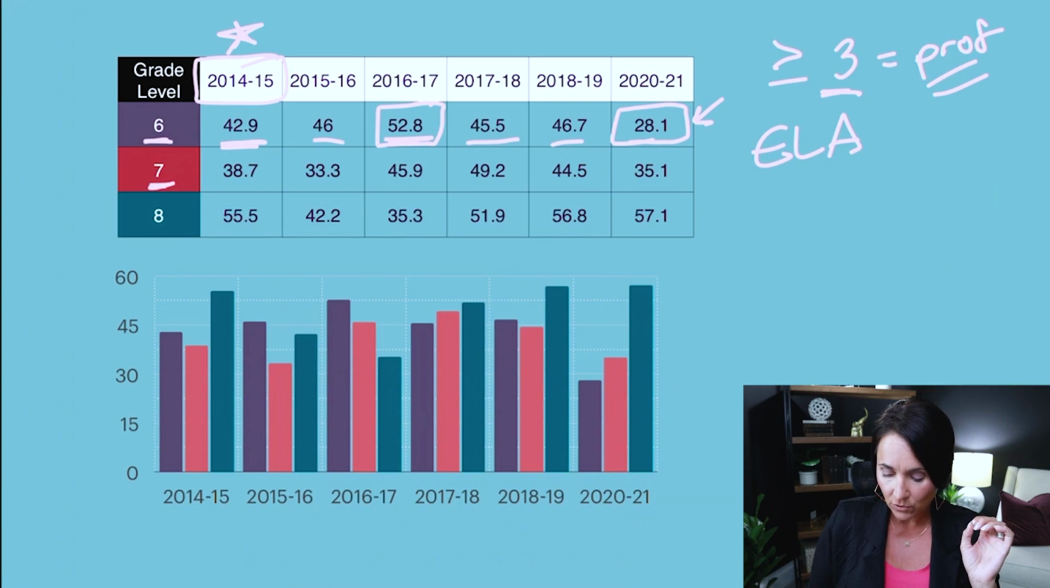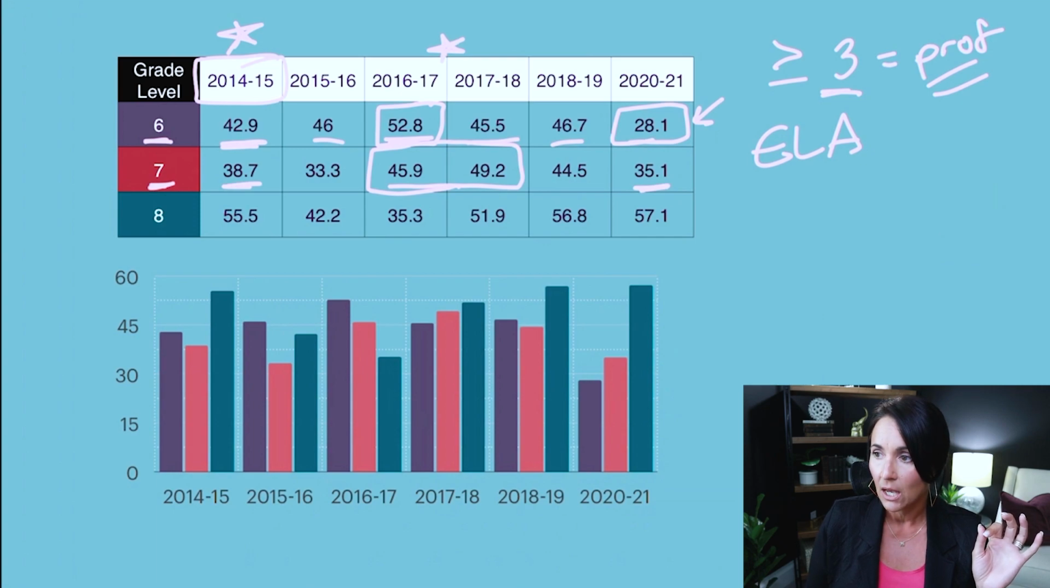Let's take a look at 7th grade here. Again, this is reading at a level 3 or higher, meaning proficient. So only 38.7% in 2014. We're down to 35.1% in 2021. Not a huge drop. We do see that we went up, and right around here was our peak. So these years right here, 2016 to 2018, were our good years, our peak years. And it looks like then we dropped again.